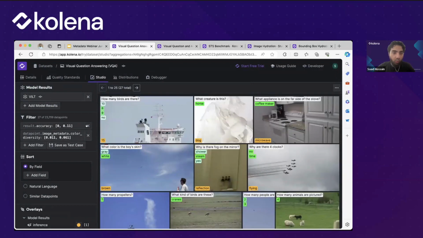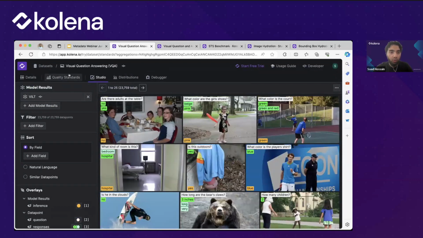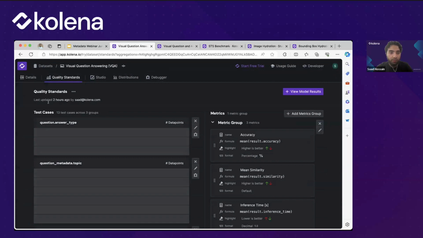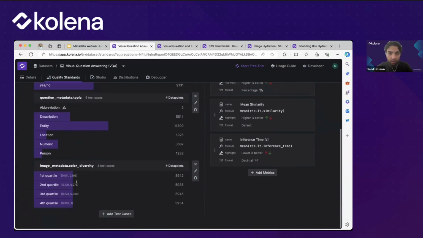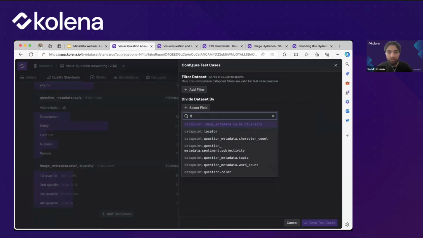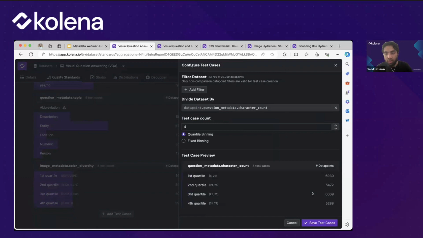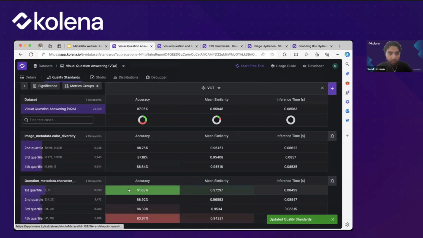Now that we have a feel for the properties that might be relevant, we can go to our quality standards and define them. We already know about metadata and color diversity. We can also add something like character count, and we can save this. Then we can view our model results and see how it performs on different character counts.